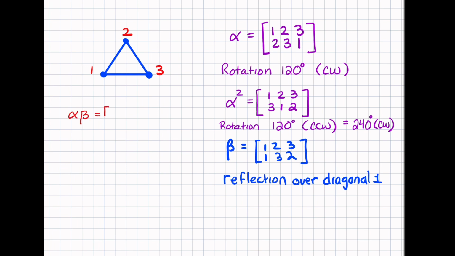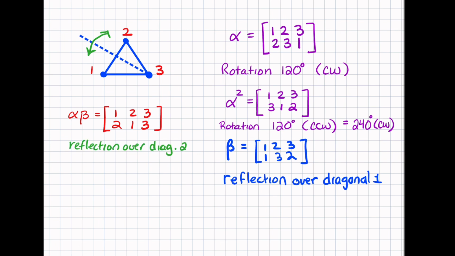We will see that the combinations of alpha beta as well as alpha squared beta will also be the other 2 reflections possible in our triangle. The permutation that fixes 3 will exchange 1 and 2, and alpha squared beta fixes the number 2, so the line of reflection goes through the point 2.